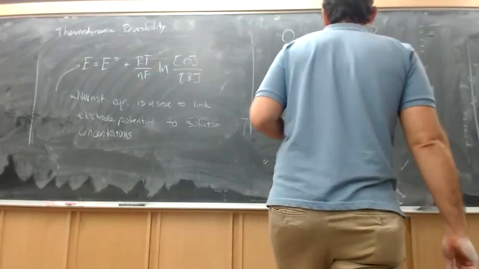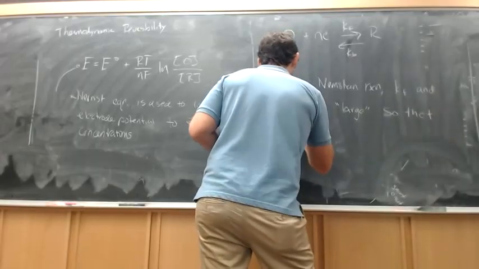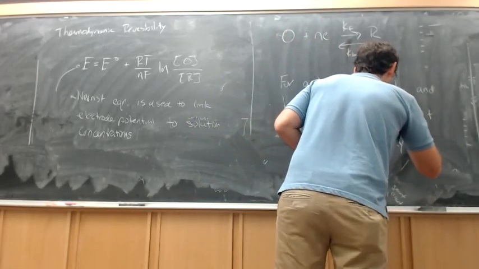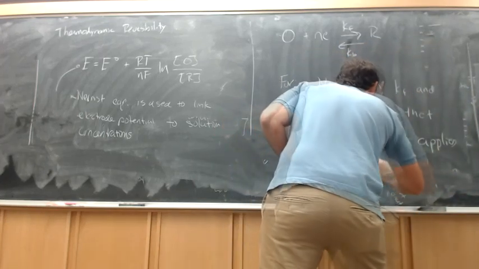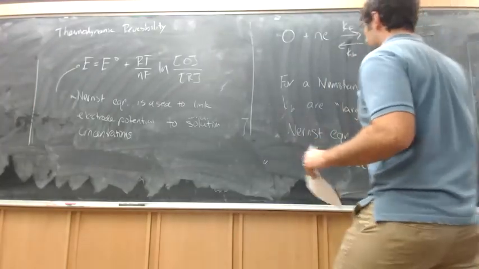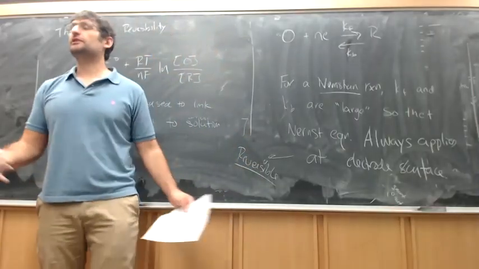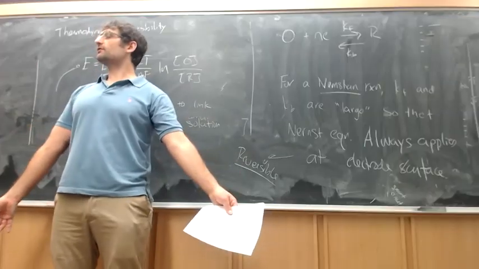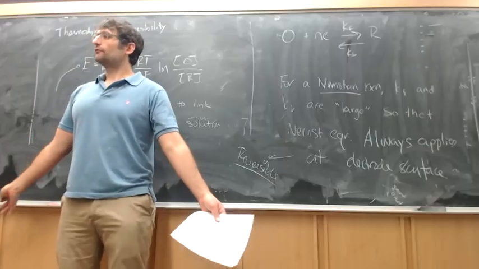In a Nernstian reaction, Kf and Kb are large, so that the Nernst equation always applies at the electrode surface. And we call this reversible. So, by definition, a Nernstian reaction is a reversible reaction. Okay? So if it's Nernstian, it's reversible, it means the Nernst equation always applies. The Nernst equation is simply a manifestation of thermodynamics, of free energy. If thermodynamics governs everything, it's done in a reversible limit.